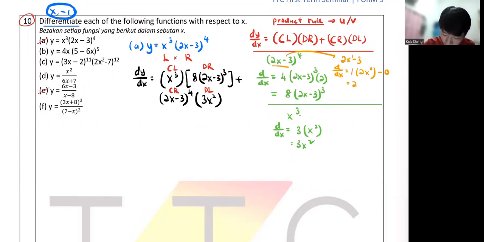Okay, I continue here. The next thing we'll do is we need to simplify. Wow, we have to simplify. On top here, because this is all times together, x to the power of 3 times 8 times the bracket, we can rearrange everything first. 8 and x to the power of 3, we can put them together.